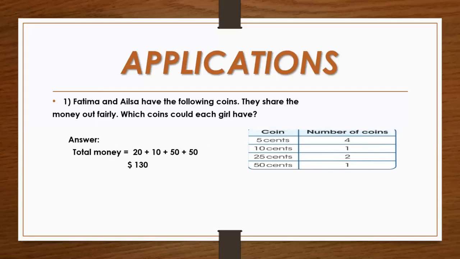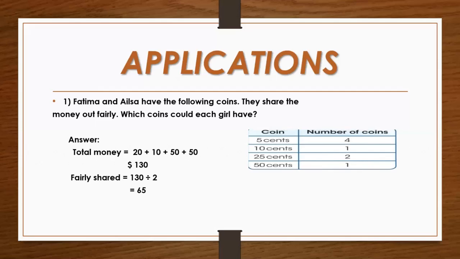Fatima and Elsa, 2 people. So how will you share the money fairly? That is, share the money fairly as dividing this $130 by 2. So the next step is fairly shared equals 130 divided by 2, that is 65. So now we understand how much each got.